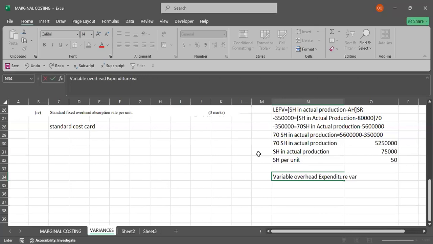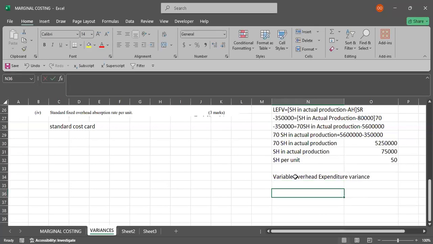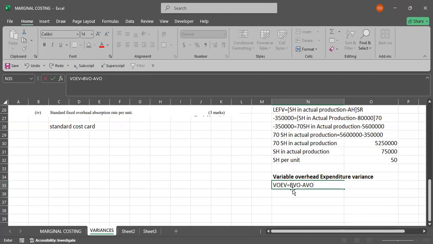Variable overhead expenditure variance. What we need to understand about it is very simple. We have two methods to deal with this. Variable overhead expenditure variance is equal to budgeted variable overhead minus actual variable overhead. How do we get budgeted variable overhead? Budgeted variable overhead is equal to variable overhead absorption rate, then we multiply by actual activity level. Actual activity level in this case is actual labor hours.